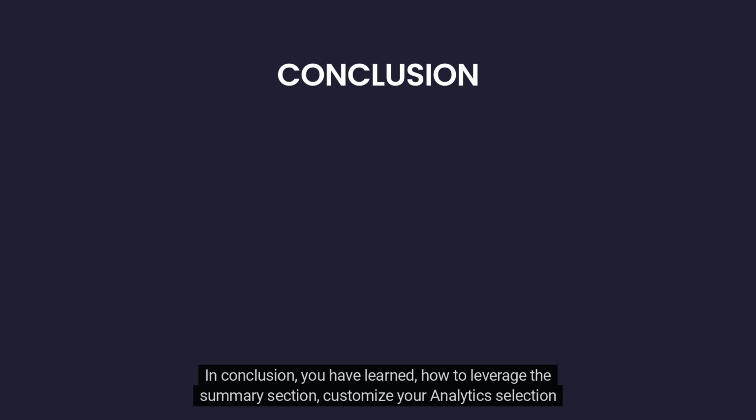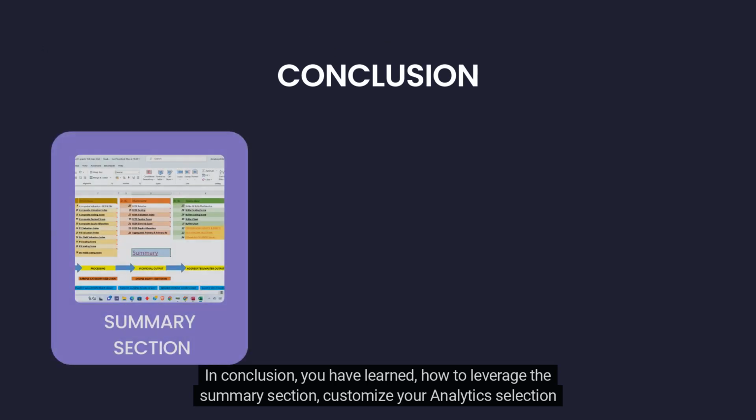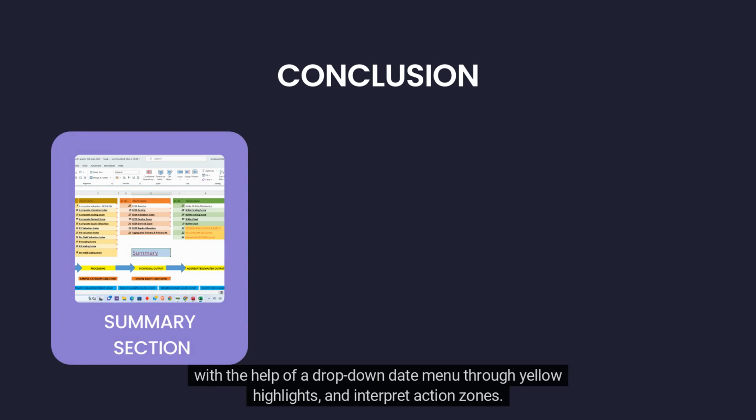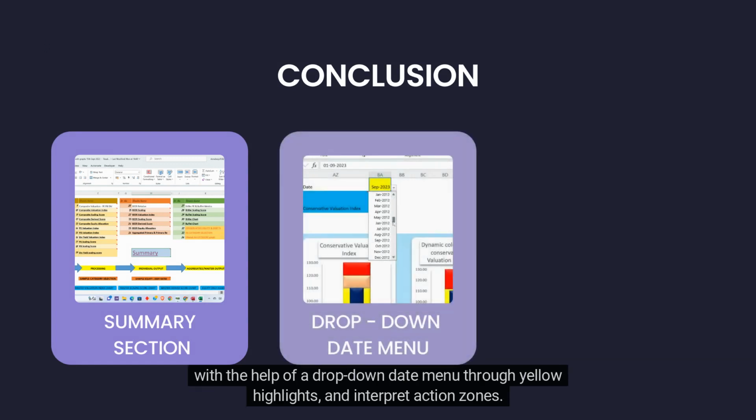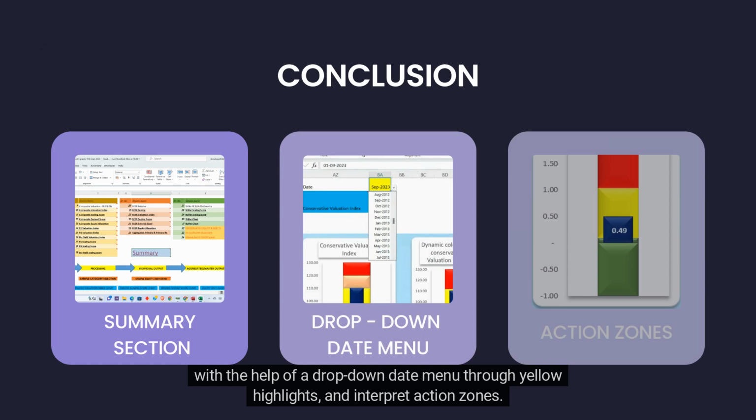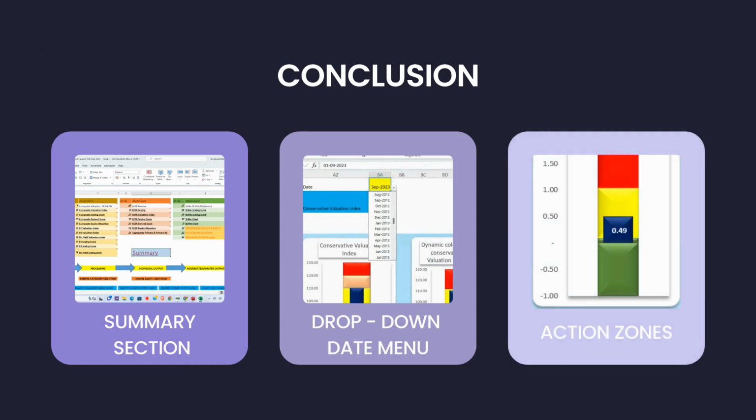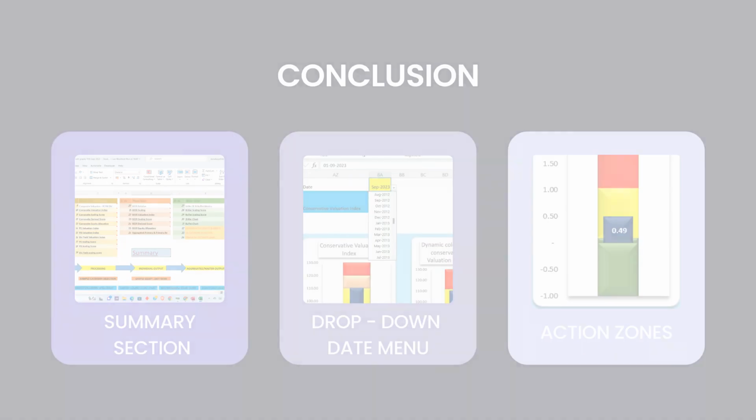In conclusion, you have learned how to leverage the summary section, customize your analytics selection with the help of a drop-down date menu through yellow highlights, and interpret action zones. Now, go ahead and use it more often for better grip.